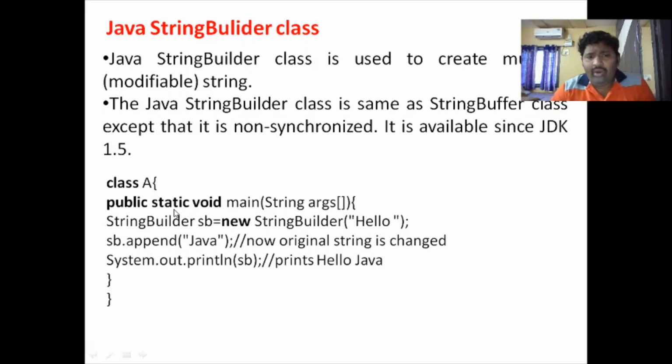Next, from JDK 1.5 they provide another class for creating mutable strings, that is the StringBuilder class. How can we create an object using the StringBuilder class? StringBuilder sb is equal to new StringBuilder("hello"). Here also we can change the string, because here we create a mutable string. But the main difference between the StringBuffer class and the StringBuilder class is that the StringBuilder class is not thread safe. That is, when multiple programs access string objects while running in parallel, we cannot get the desired outputs. That is one of the drawbacks of the StringBuilder class.